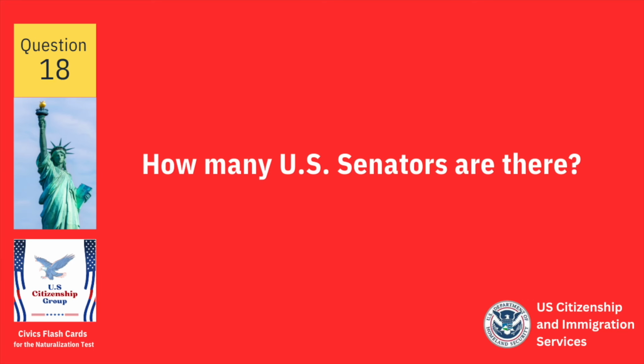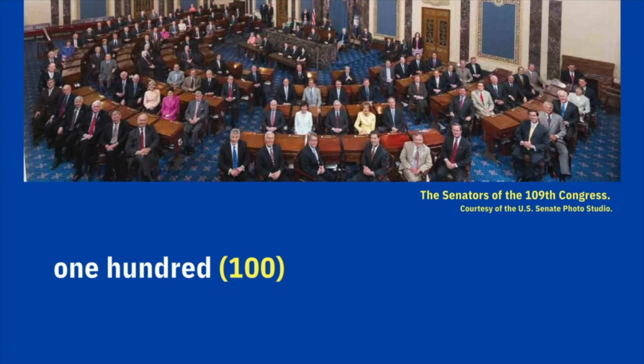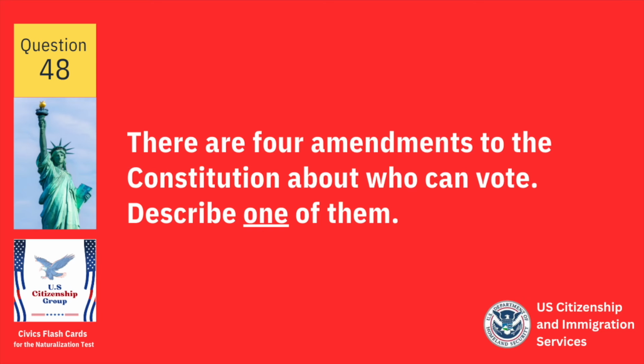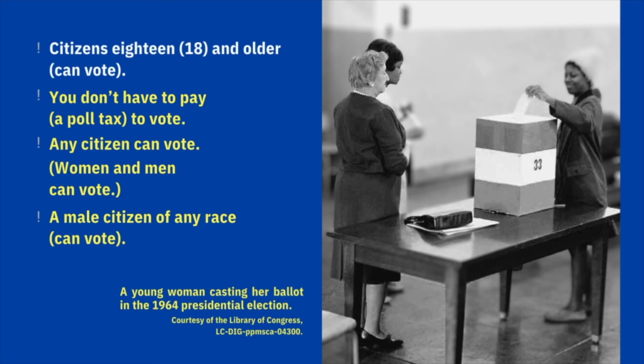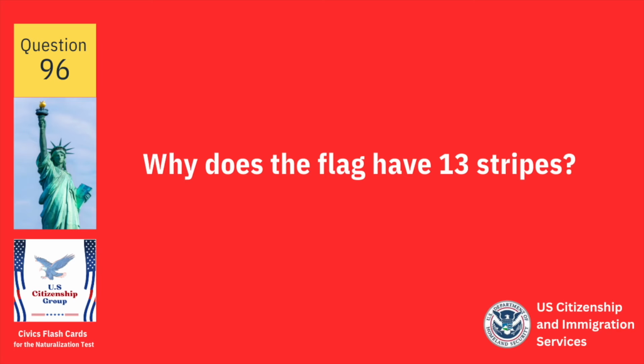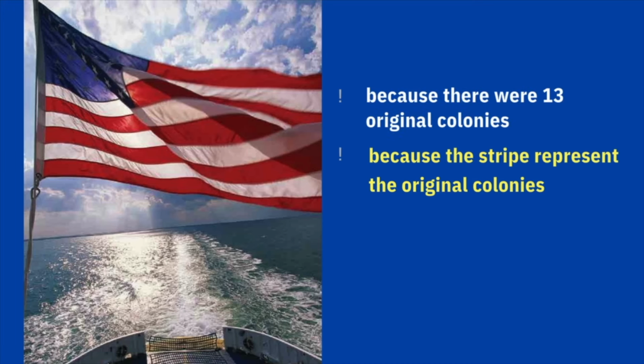How many U.S. senators are there? 100. There are 4 amendments to the Constitution about who can vote. Describe one of them. Citizens 18 and older can vote. Why does the flag have 13 stripes? Because there were 13 original colonies.